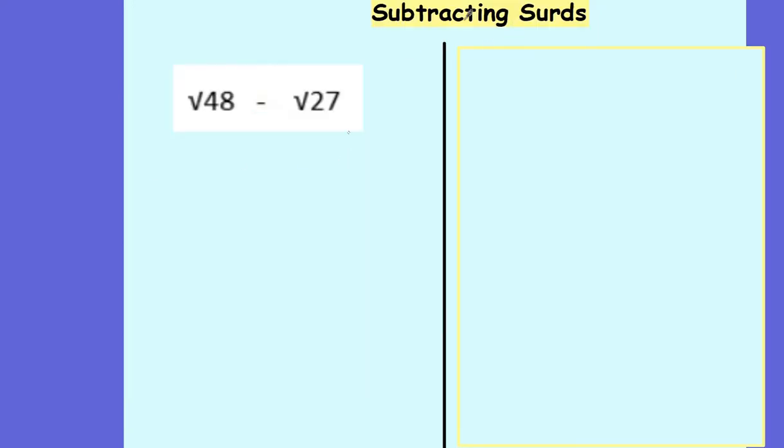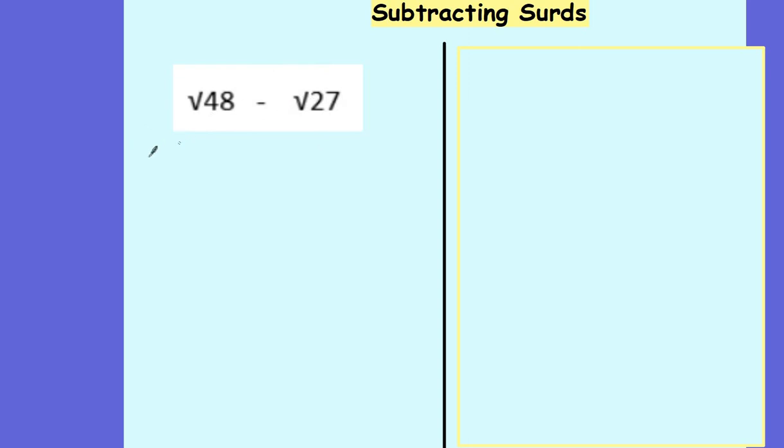Okay, I'm going to quickly run through subtracting surds. It works in exactly the same way as adding surds. We're just subtracting this time. I'll go through one example and then there's one for you to do in your dark blue books for me. So I need to work out the square root of 48, subtract the square root of 27.